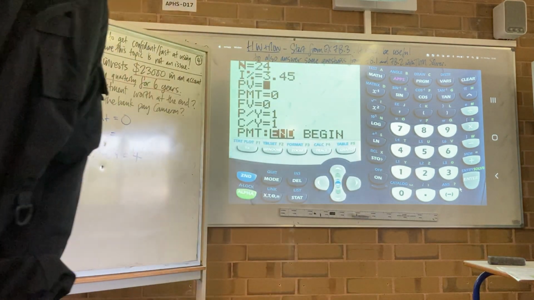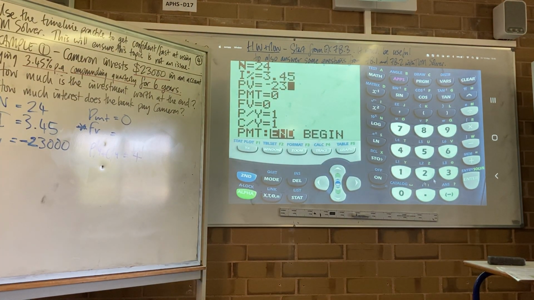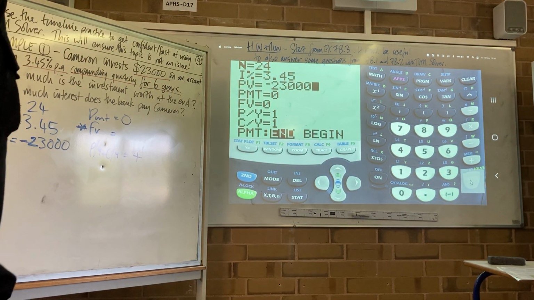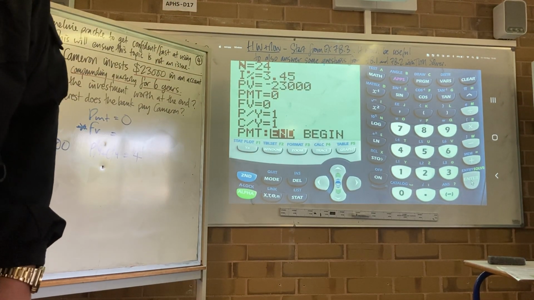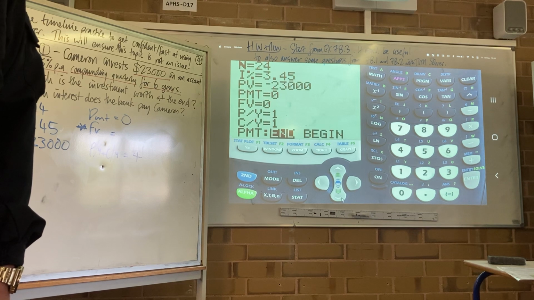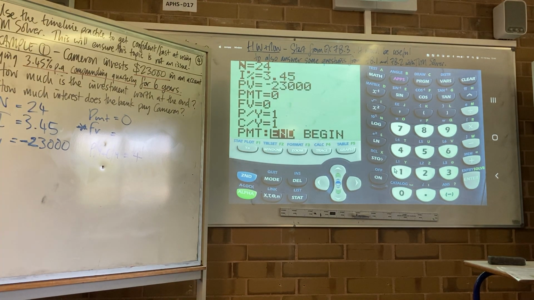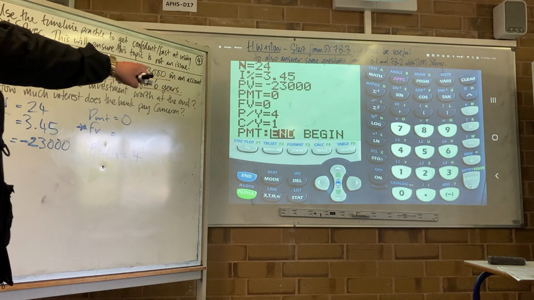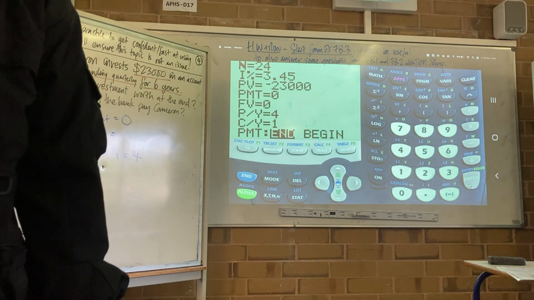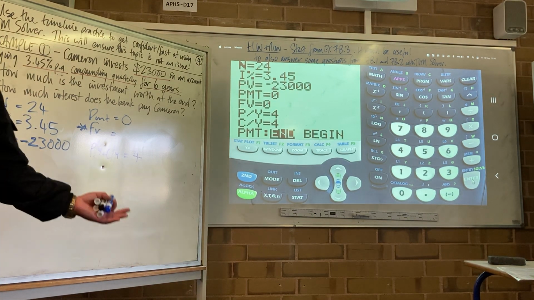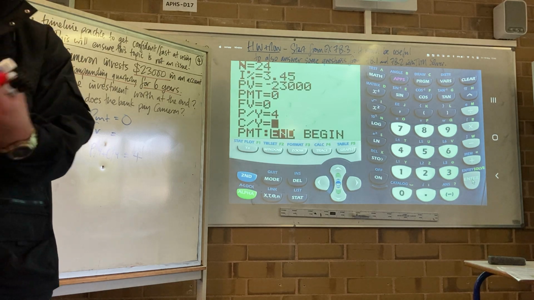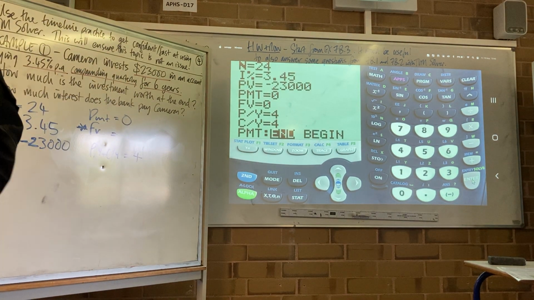So I'll go negative 23,000. That's what he's putting into the bank. Why is it negative? Because it's coming from him going into the bank. No payments. FV is what I'm looking for. PY and CY. Look at this. If I press enter on PY, it's going to try to make CY exactly the same. Look, I'm not a liar. Press enter. See, it made them both the same. So even the calculator wants them to be the same. In real life, they're not necessarily the same. In year 12, they will be.